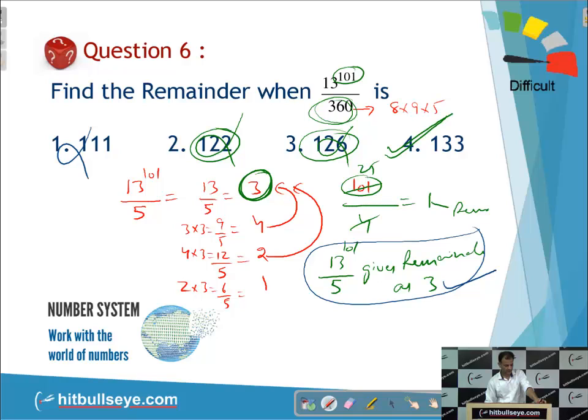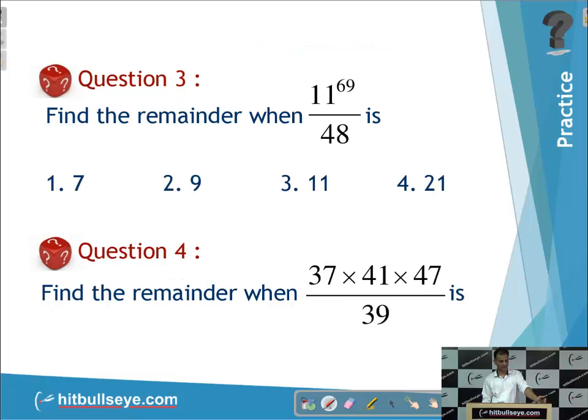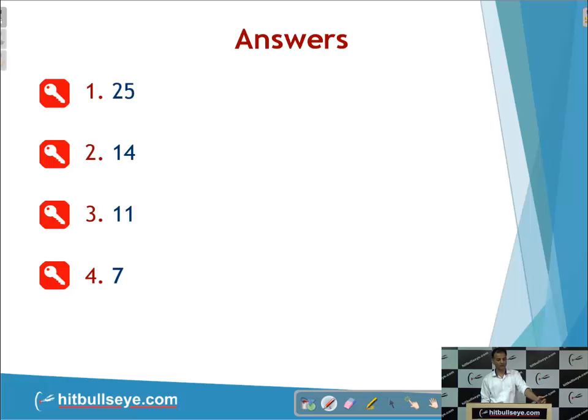Okay, now let's move to another. Now it is a set of practice questions which you have to do at your own place. 3728437 divided by 36, what should be the remainder? Find the remainder when 123456 to the power 74 is divided by 20. And again, find the remainder when 11 to the power 16 is divided by 48. Again, you can go through choices also, students. Like you can convert the number into co-prime, 48, 3 into 16, and then you can check the answers. And the last is by negative remainder. Clear, students? These are their answers which you can check at your own place.